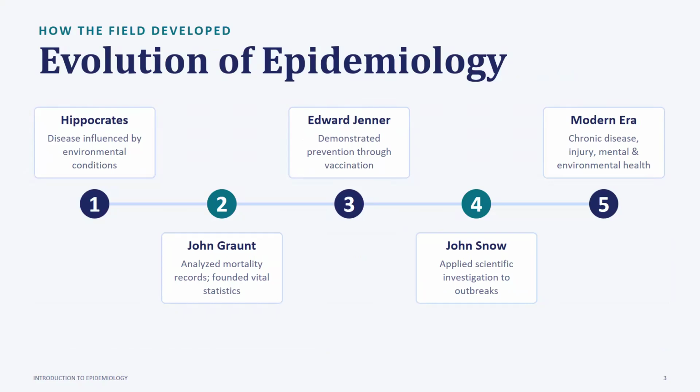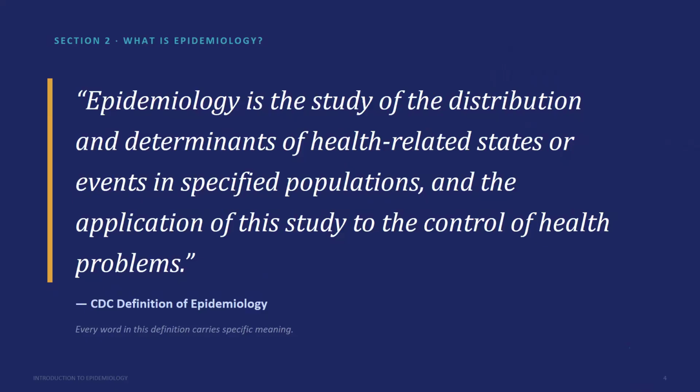So this is the evolution of epidemiology, from Hippocrates, who said that disease is influenced by environmental conditions. Then John Graunt, who analyzed the mortality records and founded vital statistics. Then Edward Jenner, who demonstrated prevention through vaccination. Then John Snow, who applied the scientific investigation to outbreaks. And then in the modern era, we apply these concepts of epidemiology to investigate chronic diseases, injury, mental, and environmental health.